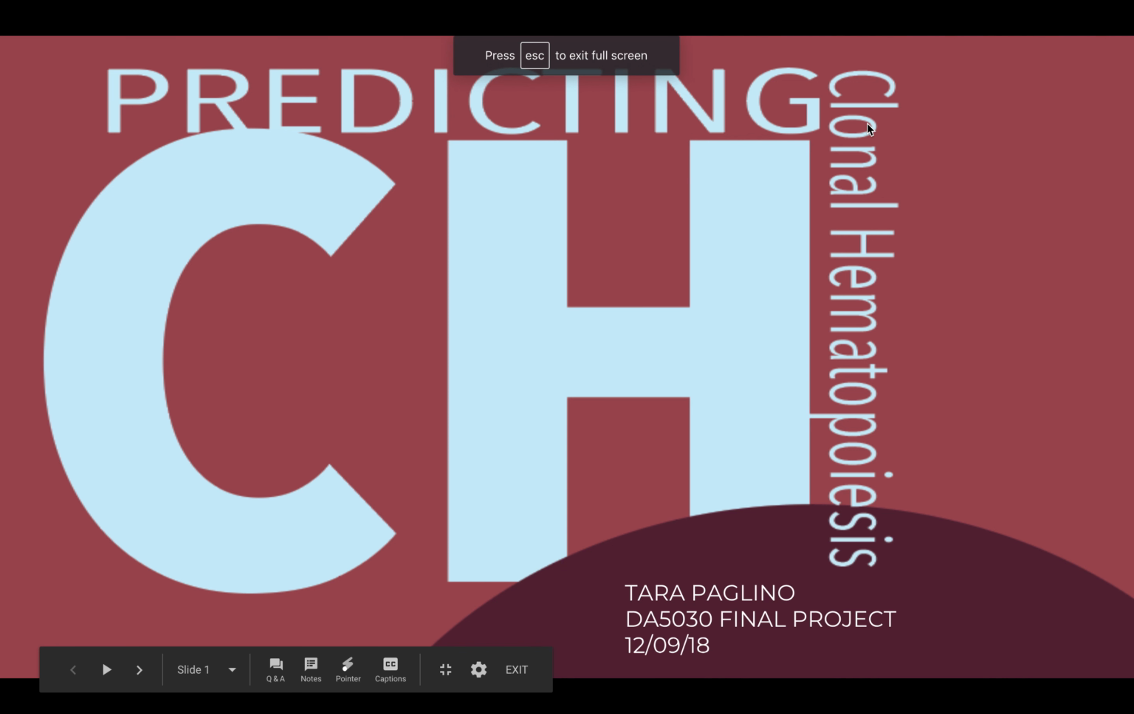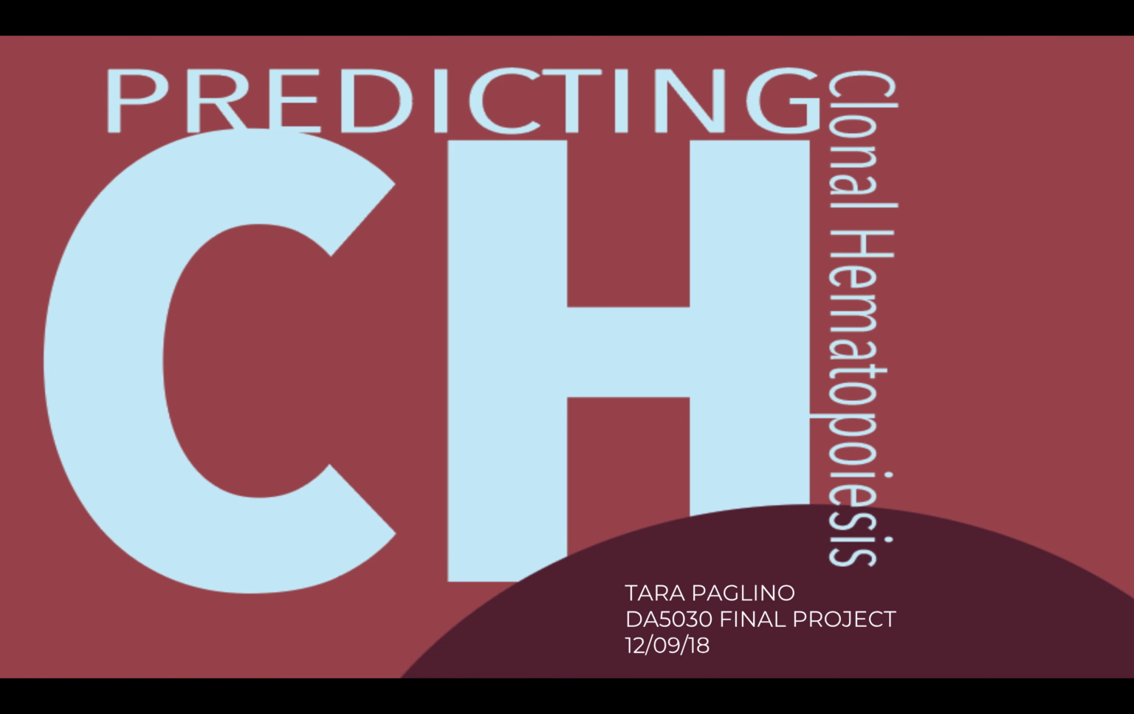I chose to do my final project on predicting clonal hematopoiesis. Real quick, clonal hematopoiesis is a condition in which somatic mutations occur in hematopoietic stem cells due to the process of normal aging. These now genetically distinct cells give rise to an entire population that can lead to certain types of cancers and blood disorders.